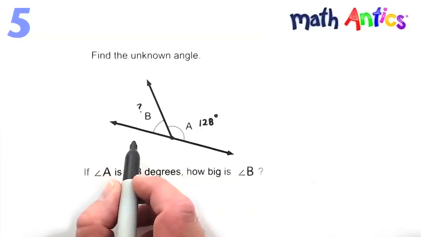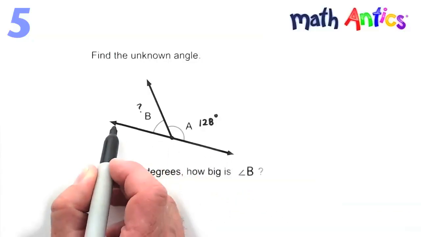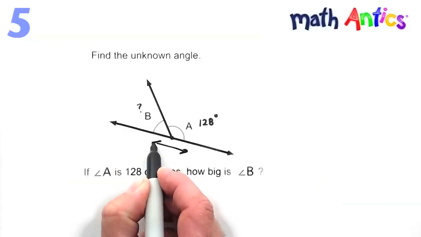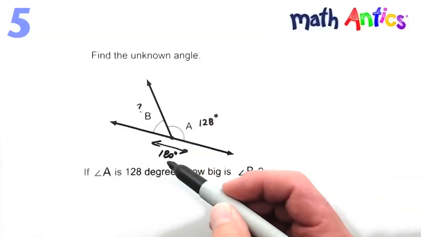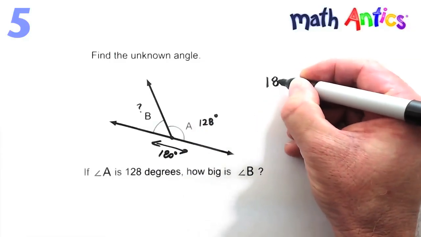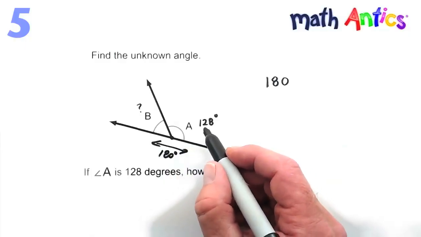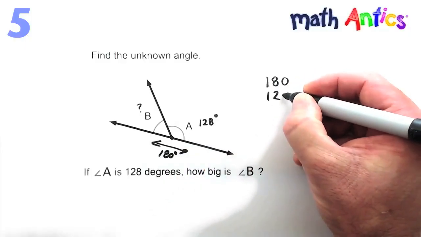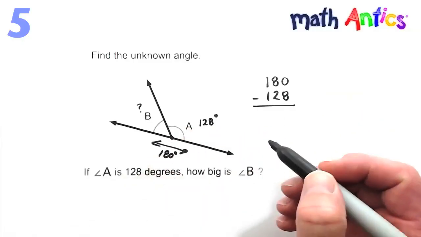The only difference between this and the last one is that this does form a straight angle, but you can see it's twisted. It relies on us to recognize that this is a straight line here, so this is a straight angle, which equals 180 degrees. That's going to be our total again. So let's write 180 up here, and we're going to subtract what we know. This time we know angle A, which is 128 degrees. If we subtract those, we're going to end up with angle B.